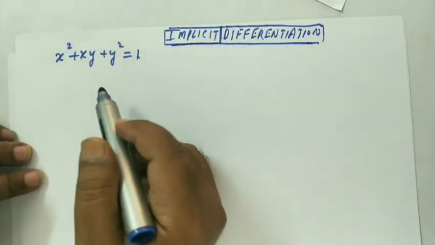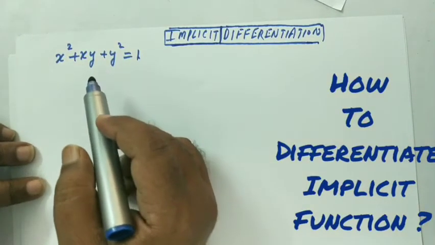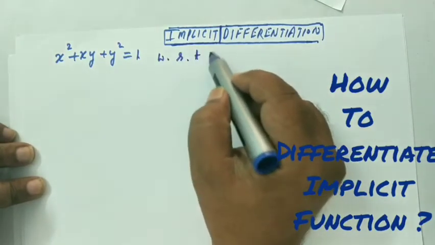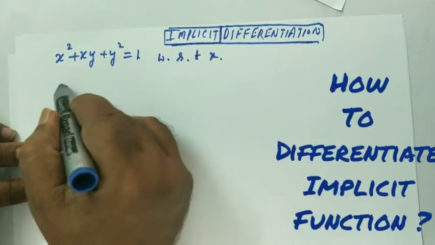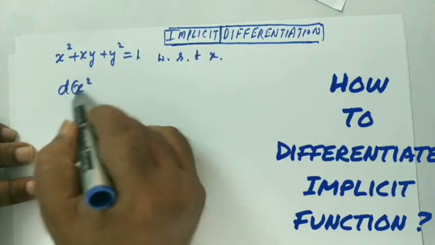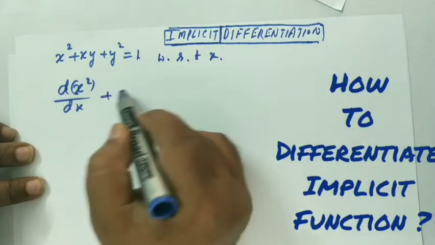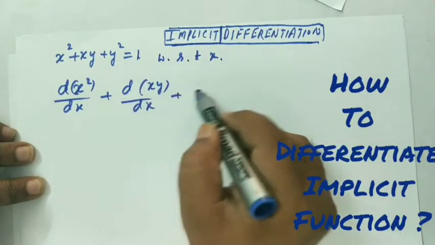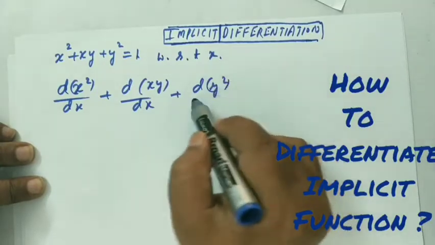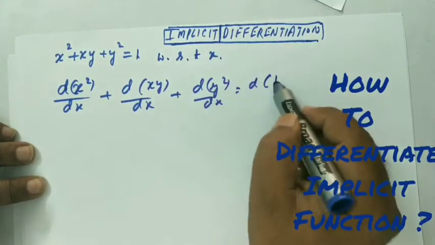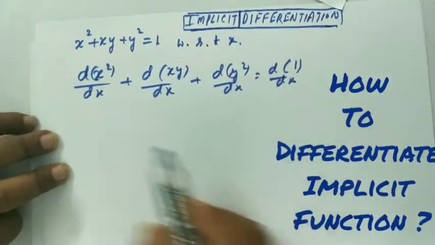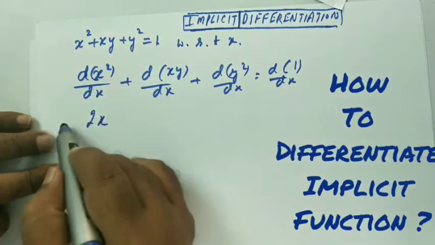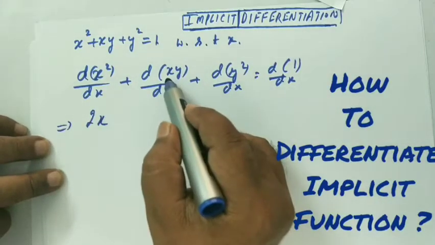Now I'll take this example only. I have to find dy by dx. I'll differentiate with respect to x. So first, each term has to be differentiated with respect to x. Now, since with respect to x there is no problem here, 2x. Here I am going to use the product rule.